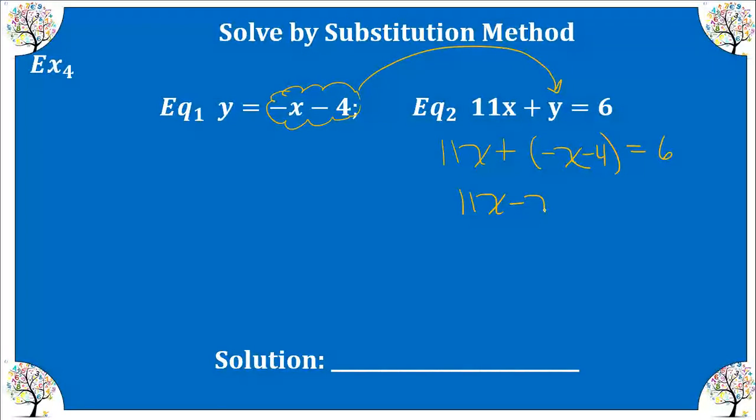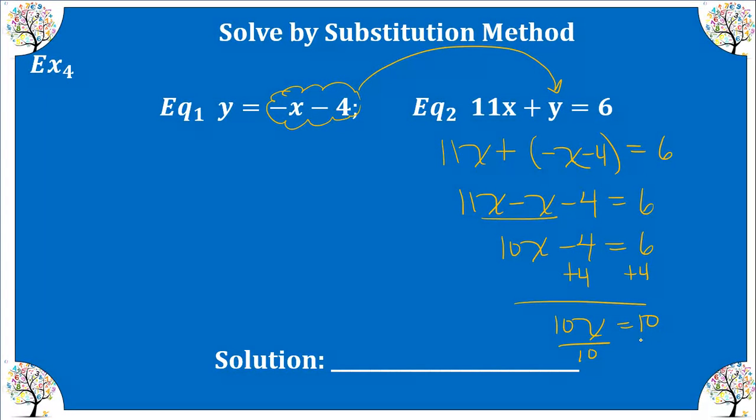So this is really -x minus 4. Combine, I get 10x minus 4 equals 6. We're going to add 4 to both sides. And we're going to divide each side by 10, and our x value is 1. That goes in the first spot of our ordered pair.